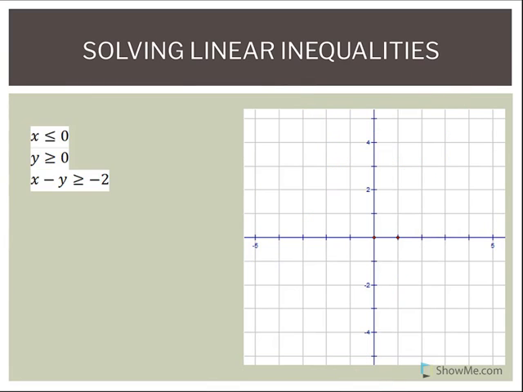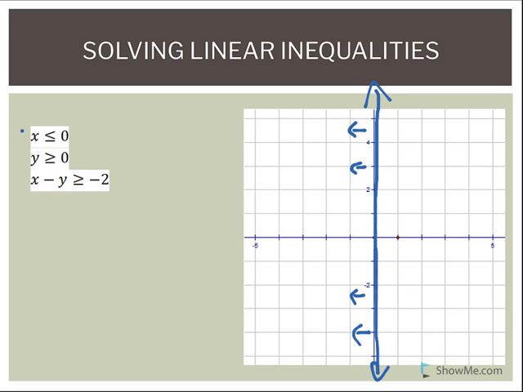The last example I want to look at today has more than two inequalities. Now we have three inequalities that we want to satisfy. We can still do this the same way. First, we're saying x is less than or equal to 0. So x equals a constant is a vertical line. We have the equal to, so it's going to be a solid line. And since it's less than 0, that's everything to the left.